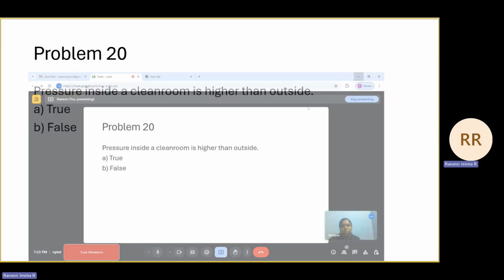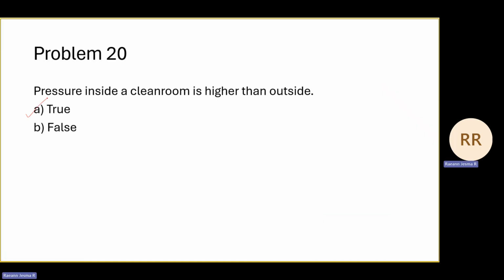So the answer to this question is true. The pressure inside a clean room is higher than the outside. Let us see why. We generally know that if you have a region of high pressure and a region of low pressure, then air will flow from high pressure to low pressure. Another example is a balloon which is filled with air.